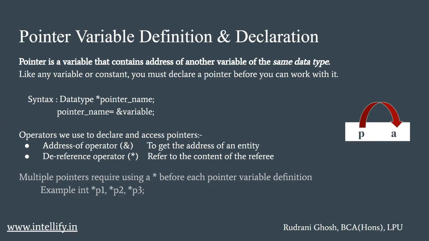The syntax of declaring a pointer is data type, whatever data type it could be, int, float, double, char, anything, asterisk, pointer name, and then pointer name is equal to address of that variable. So here you must have seen that we are using two symbols, asterisk and ampersand. Here asterisk is actually the dereferencing operator. When we use the dereferencing operator, it refers to the content of the referee.